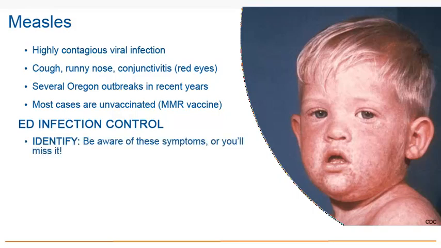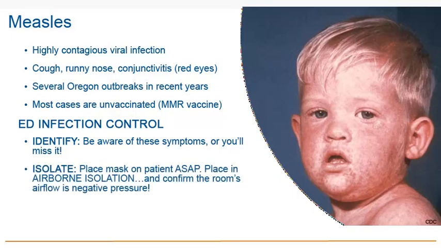To identify these patients, you must be aware of these symptoms, or you'll miss it. Second, isolate the patient. Place a mask on the patient as soon as possible. Place the patient in airborne isolation precautions. And don't forget to confirm that the room's airflow is negative pressure. And finally, inform. Be sure to immediately inform your charge nurse and also contact your infection control department.